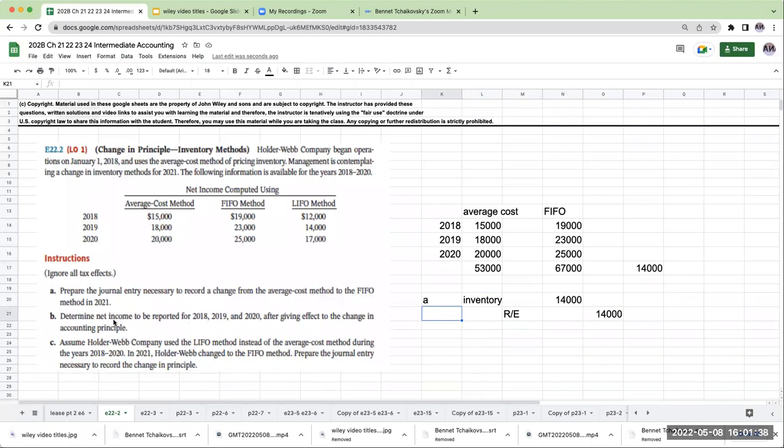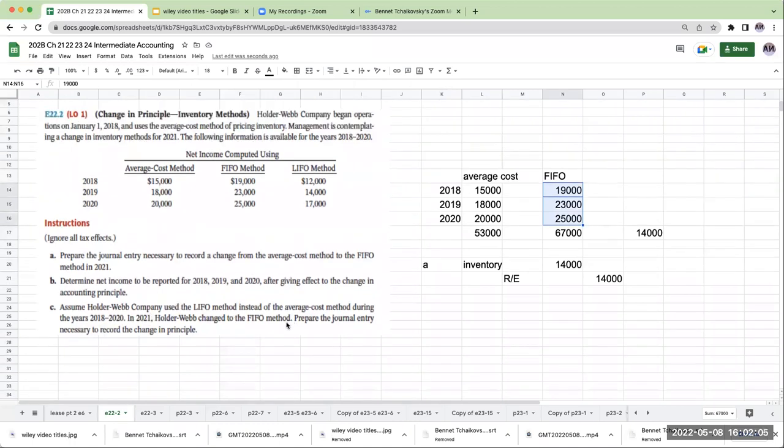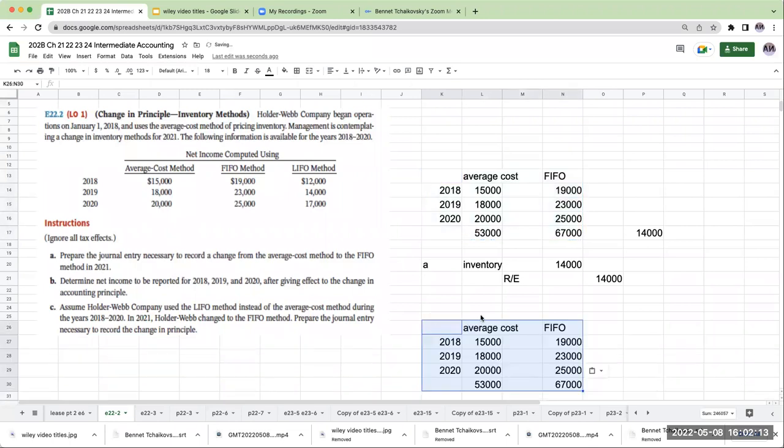So, determine the net income to be reported for 2018, 2019, and 2020 after giving effect to the change in accounting principle. It's just this right here. It's already giving me the net income. So for 2018, 2019, and 2020, it's going to be 19, 23, and 25. That's all you would do. Okay, so the last one here is to assume that Holderweb used LIFO instead of average cost during the years 2018 through 2020. What exactly would that then look like?